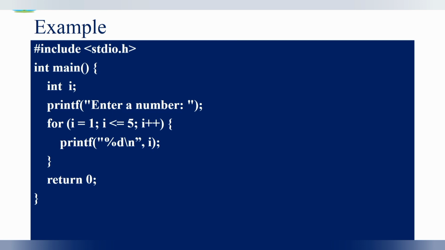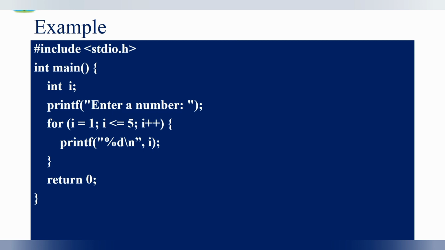The for loop is set up with three expressions: initialization, condition and increment. The initialization expression i equal to 1 initializes the loop counter i with the value 1 before the loop starts. Then the condition i less than or equal to 5 specifies the condition for executing the loop. Then the increment expression i plus plus is executed after each iteration of the loop. It increments the value of i by 1.